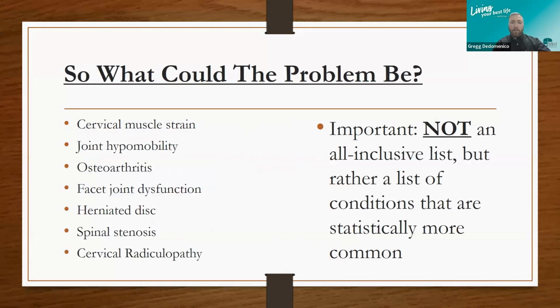So what could the problem be? And this is where I really had to look a little bit more into the research to determine what would be the most relevant. I could cover a slew of topics and they could be just as uncommon as the next, and I can make this incredibly interesting, but ultimately I want this to be as applicable as possible. And so this is not an all-inclusive list at all, but rather it's a list of conditions that are statistically most common, starting from things that are a little bit more mild down to some things that you should be a little bit more concerned about.